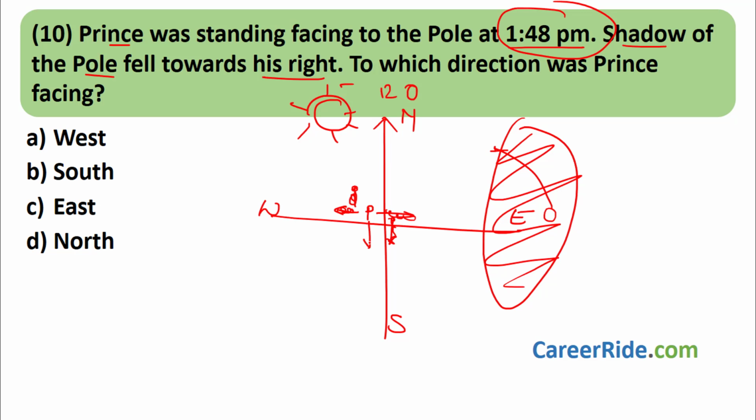Let Prince face south. If Prince is facing south, what is right of Prince? Right of Prince is this. Is the shadow on this side? No, the shadow is on this side over here. So Prince is not facing south. Let Prince face north. What is right of Prince? This. Where is the shadow of the pole? On this side only, that is on the right only. So Prince is facing north. See how easy it was. Moving to the next question.